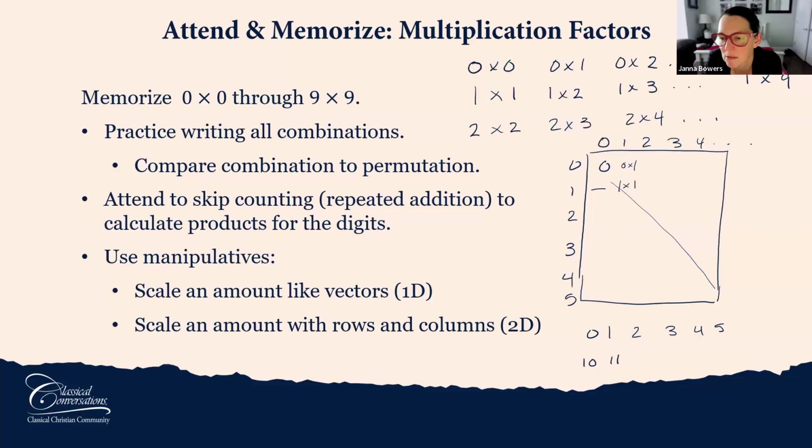So then once I've got all of my combinations, now I can go through. And this is where, again, skip counting is that bridge. We don't want it to become a crutch, but it's a bridge from addition to multiplication.